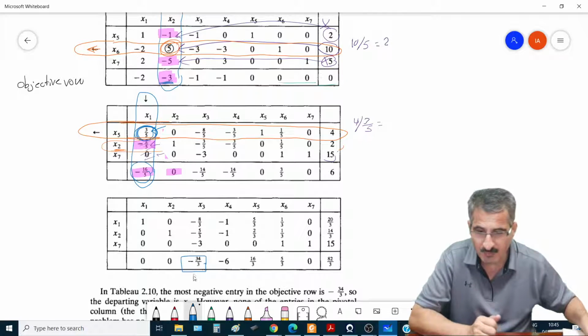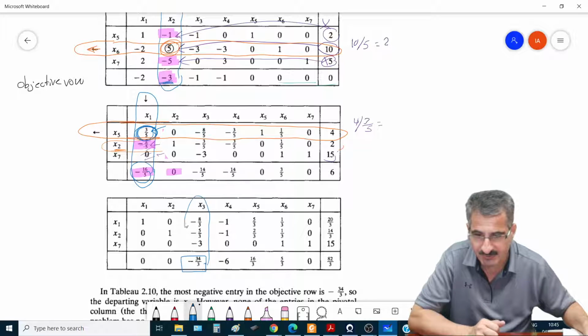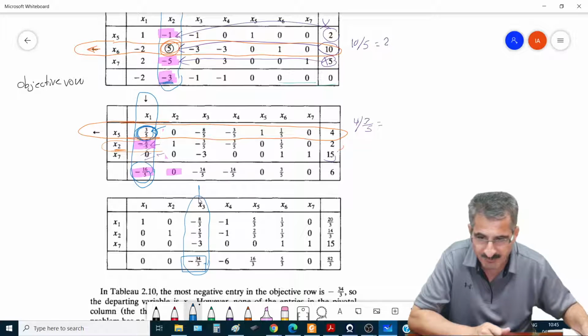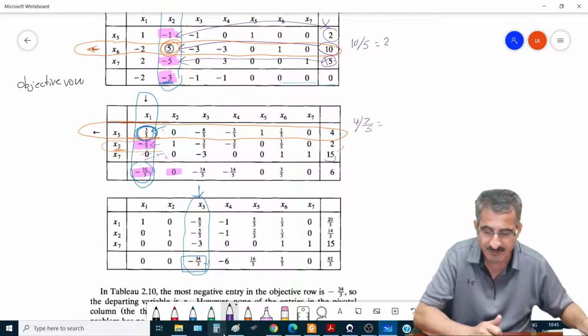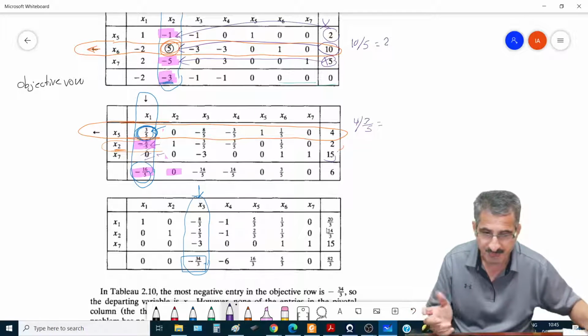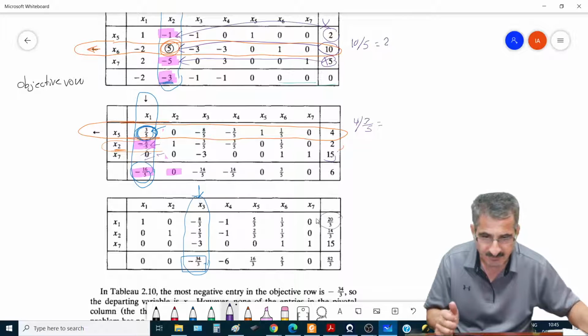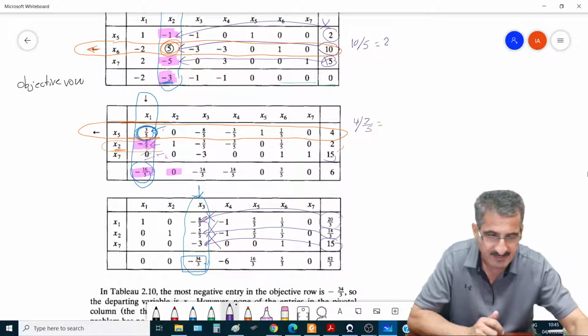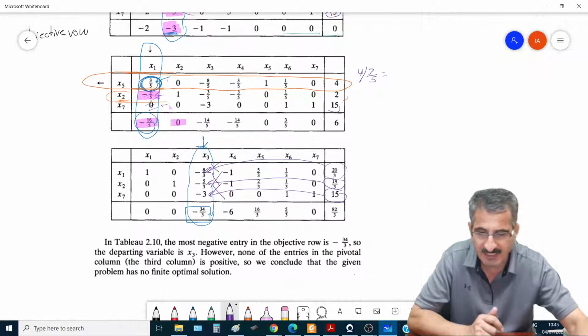Right? So we will choose x3 to be the entering variable. But now, once we want to find the departing variable, we divide over negative entries, so we will not take them. Which means that x3 can take any number.